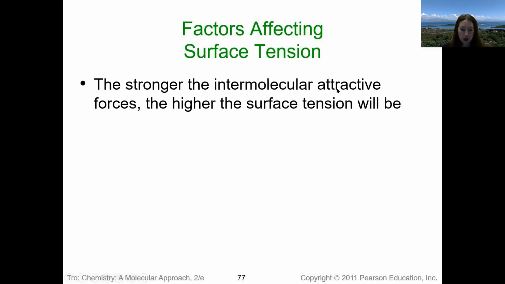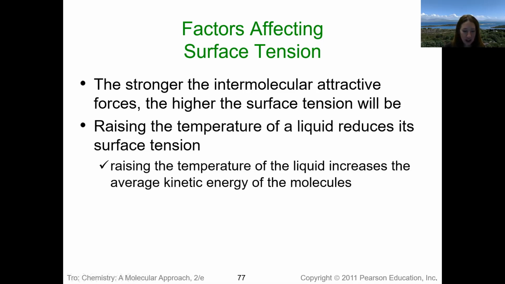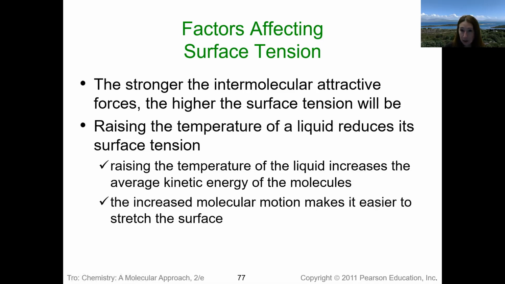So again, the stronger the intermolecular force is, the higher the surface tension will be. Also, we can kind of mess with surface tension. If we increase the temperature, we can actually decrease the surface tension. And you might have done an experiment with water and pennies, maybe in middle school or grade school, and you were actually doing an experiment with surface tension.